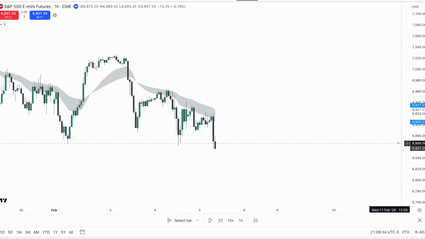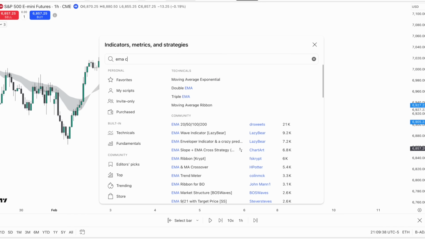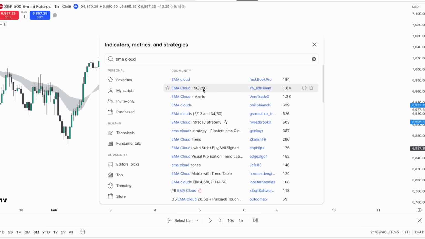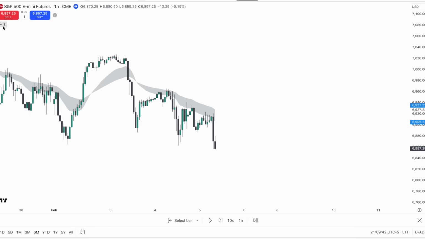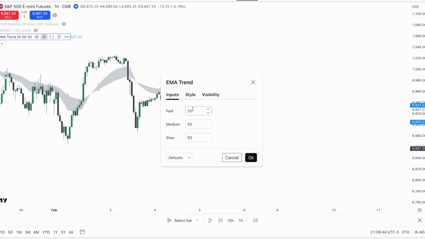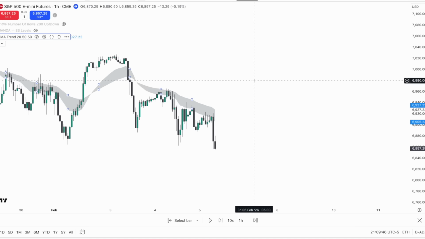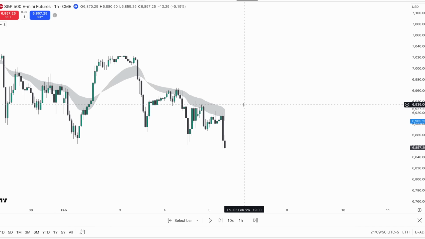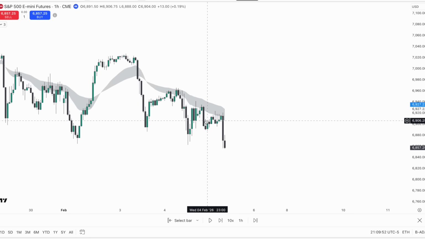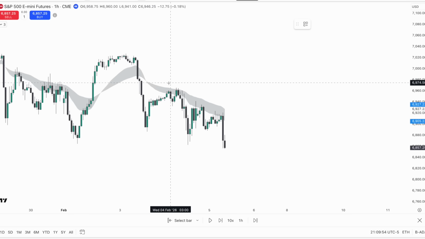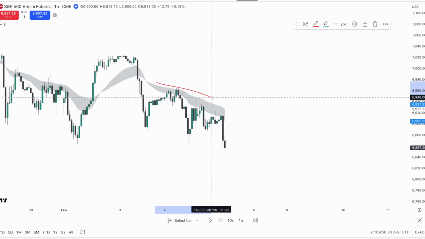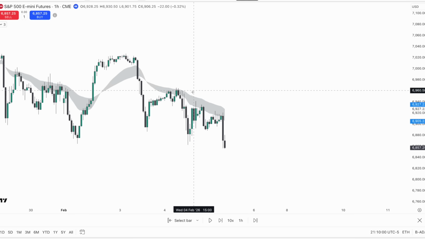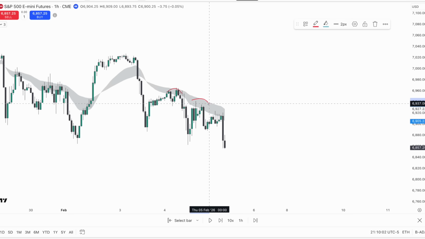To add it in on your chart in TradingView, just go to the Indicators tab and type EMA Cloud, then click this one. Once you've added it, just go into the indicator settings and change them to 20, 50, and 50. Then it should look something like this. So here we're on the 1 hour. And what do we see in terms of slope? Well, it's clear from a glance that this is bearish. The cloud is sloping down, and the price keeps rejecting it and digging lower. This is a clear sign of a downtrend.